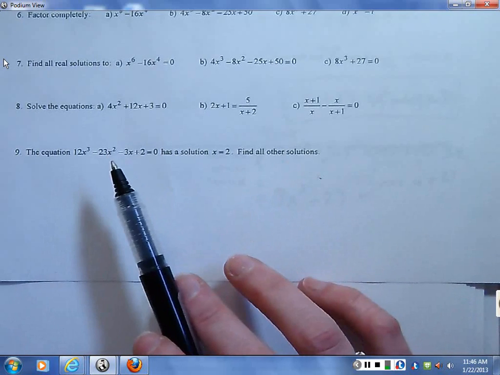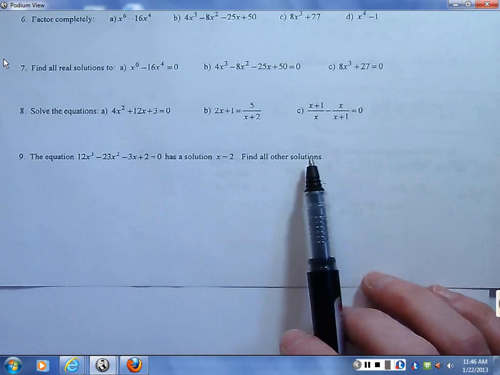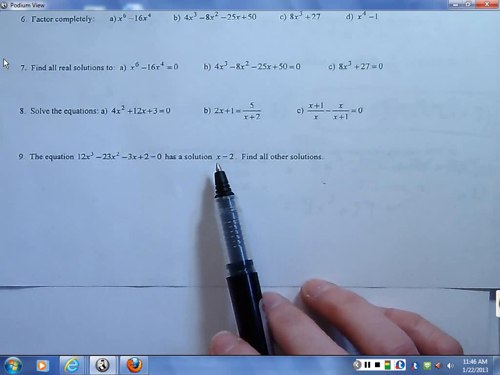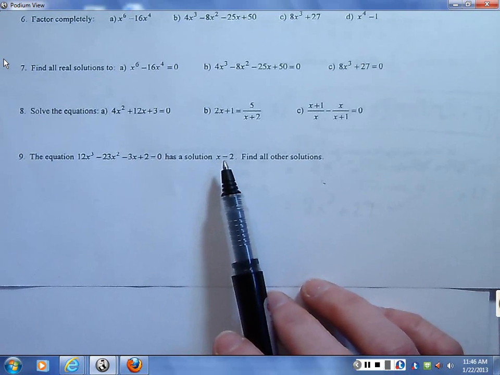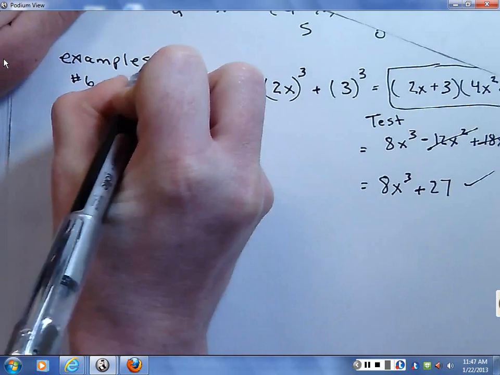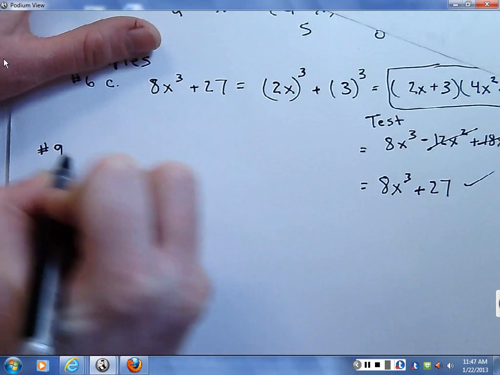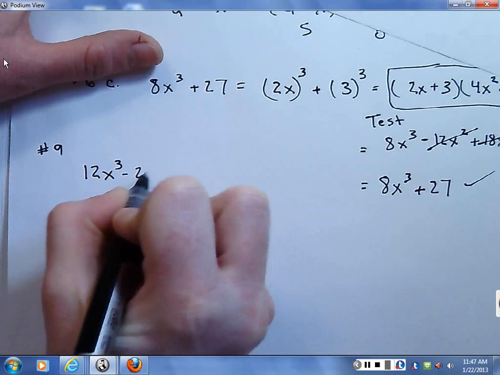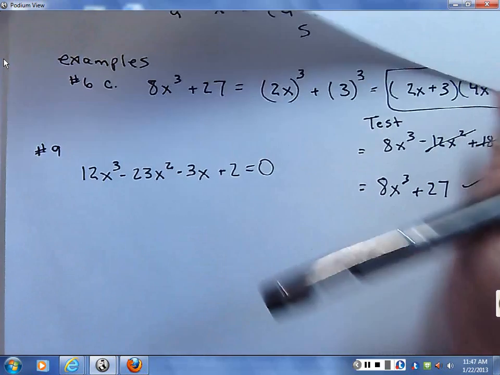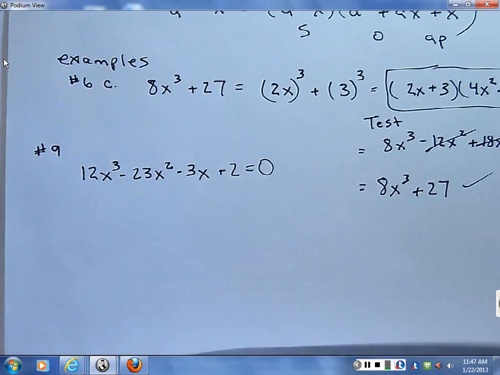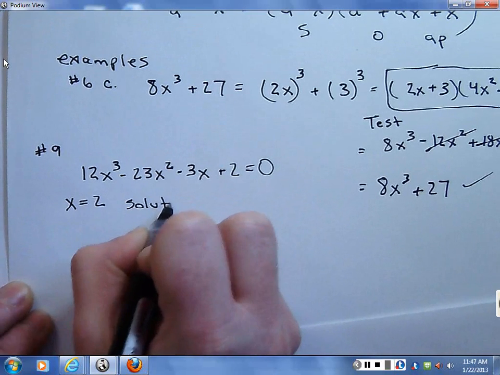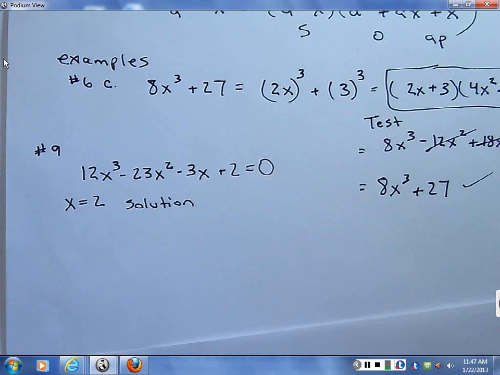This cubic equation has a solution x equals 2. Find the other solutions. This is telling you to use long division. Do you guys remember long division? If x equals 2 is a solution, that means x minus 2 is a factor. So this is number 9. Let's look at number 9. 12x cubed minus 23x squared minus 3x plus 2 equals 0. So I know x minus 2 is a factor and x equals 2 is a solution. Find the other solutions. So if I plug in 2, I get 0.